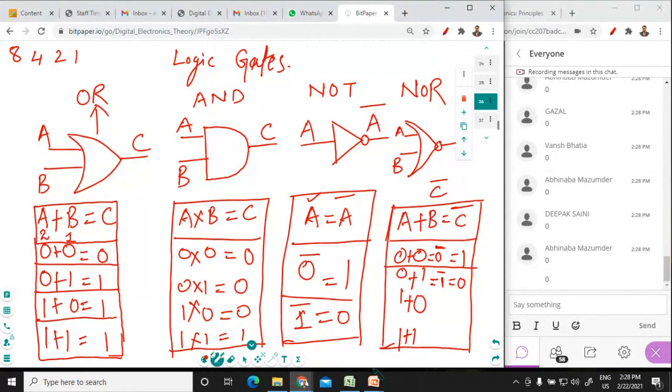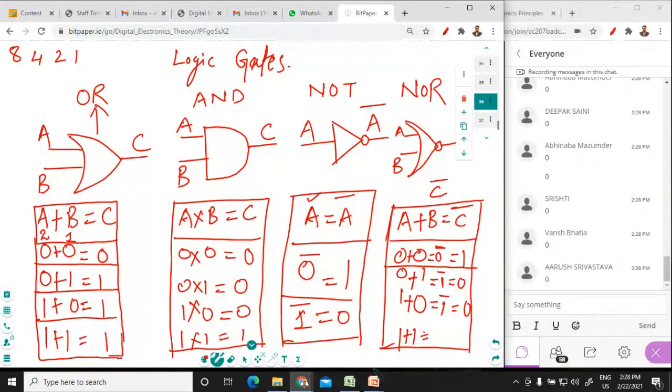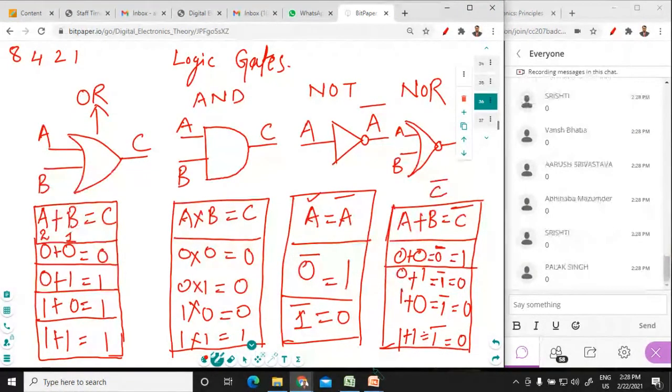Okay. Then 1 plus 0 is 1. Take the complement and its output is 0. Then 1 plus 1, it will give you output as 1, and take the complement and it will give you 0 output.